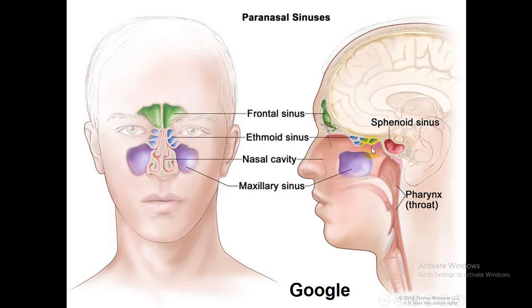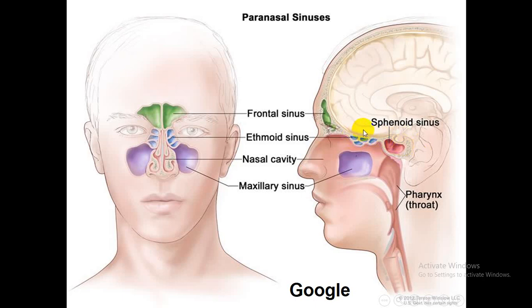The other is the sphenoid sinus. Two in number, lying within the body of the sphenoid bone. Each sinus opens, as we took, into the sphenoethmoidal recess above the superior concha. And it is supplied by what? Remember we took the anterior ethmoidal nerve and the posterior ethmoidal nerve, and we said the posterior ethmoidal nerve, because the ethmoid is close to the sphenoid, so it is supplied by the posterior ethmoidal nerve.